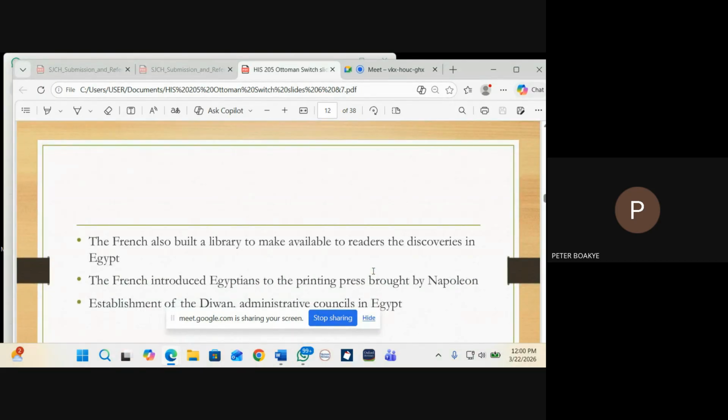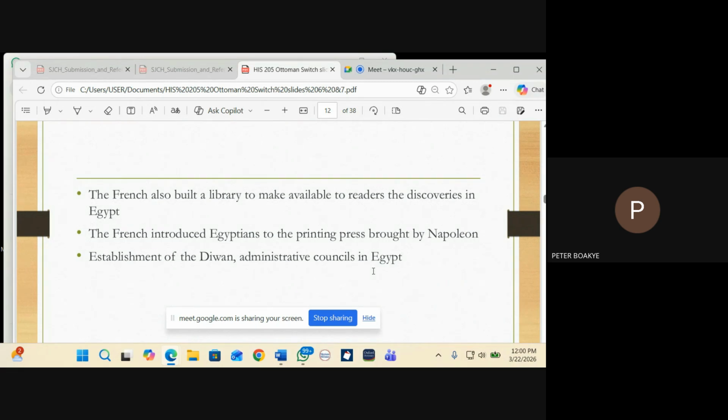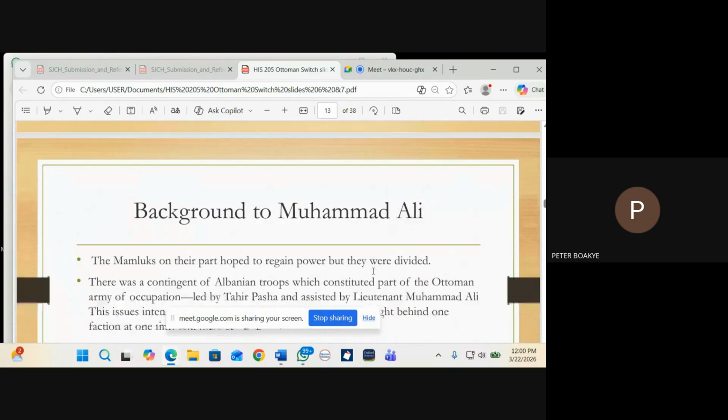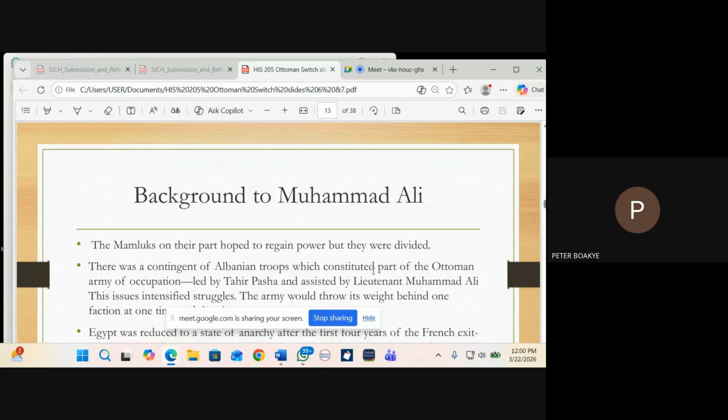Now the French also built a library to make available to readers the discoveries in Egypt, the things that they found. The French introduced Egyptians to the printing press brought by Napoleon. There was also the establishment of the Diwan, administrative councils in Egypt. So these were some of the impact, in other words, the effects of the French invasion of Egypt.